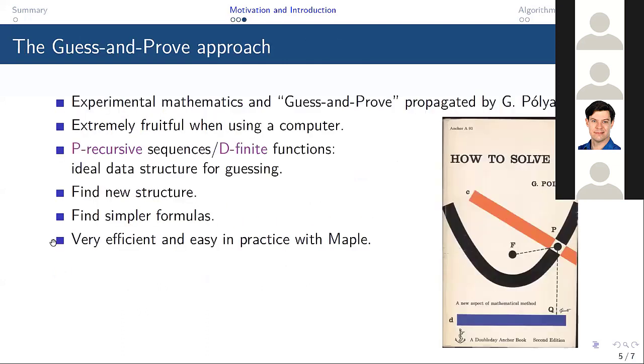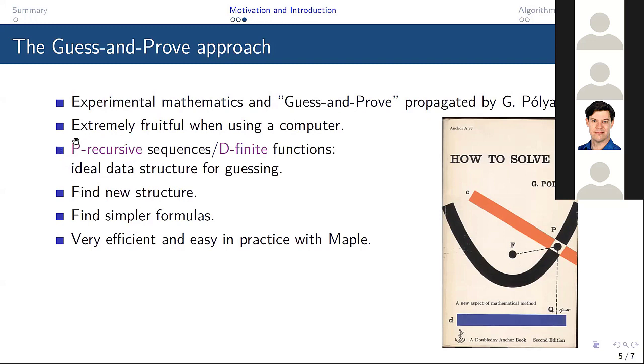And on the other hand, we have the guess and proof approach, which I mentioned on my first slide. So now let me try to explain a bit more what I mean by this. It is part of experimental mathematics, which was propagated already by Polya. And nowadays it became extremely fruitful because we are now able to use a computer and let the computer do the difficult computations or the guessing of this idea.